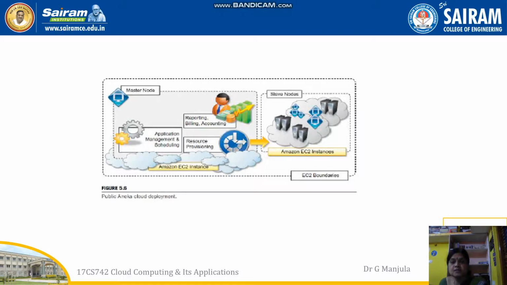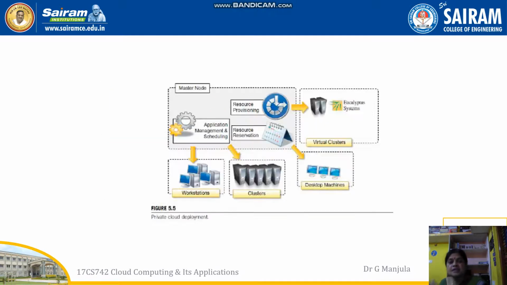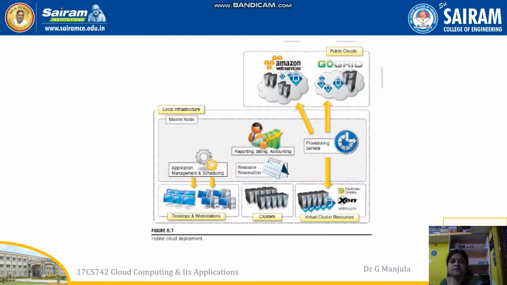Now you can see Amazon has the slave nodes, there is a master node, and a third party is also there. Billing, accounting, reporting, everything is there. So this Amazon EC2 instance is called the master node. This Amazon EC2 instance is the slave node. So the master is going to fetch. This is one public domain. But if I say the same thing in the private case, it is different. You can see the master can interact with different resources like private clusters, desktops, or virtual ones. So this talks about the information.